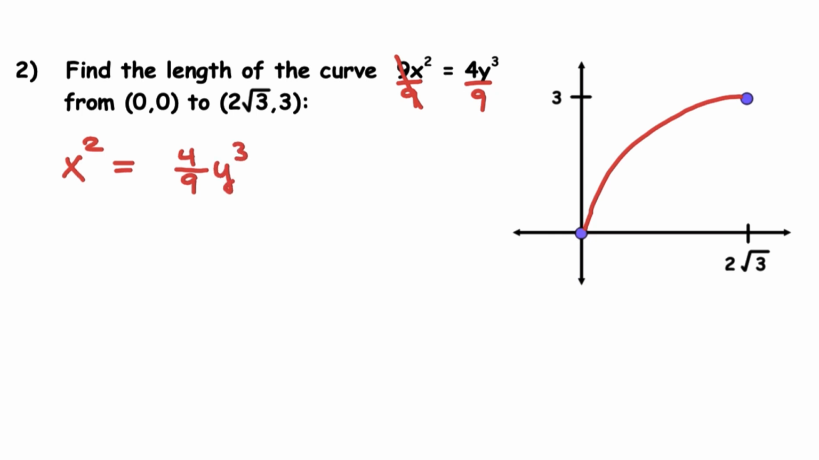Square root both sides. We don't need the plus minus because we're in quadrant 1. But square root both sides, and 4 and 9 are both perfect squares. So you're going to have 2/3. And if you square root y to the third, it just becomes y to the 3/2, which is no big deal.